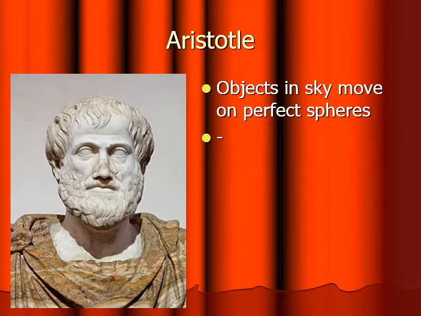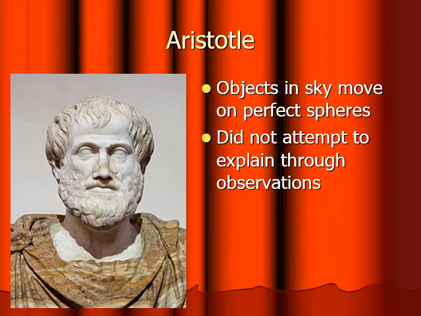One of the first guys to really think about what the objects in the sky were was Aristotle. He wasn't a scientist, he was more of a philosopher, which means he thought about things, but he didn't necessarily do experiments. He thought that objects in the sky moved on perfect spheres. He didn't attempt to explain this through any observations. He just thought that this is the way things should be.